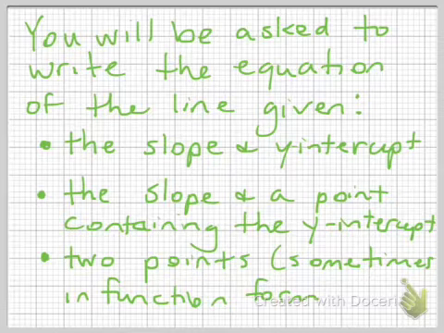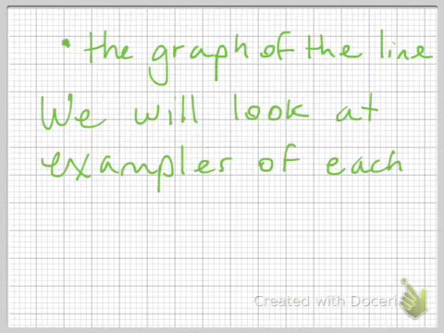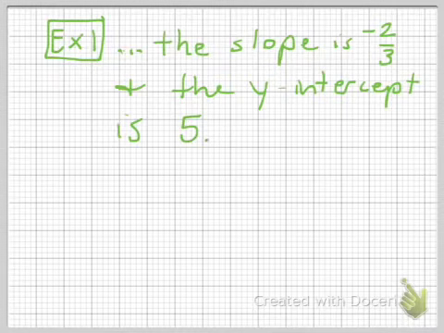To apply these concepts, you will be asked to write the equation of the line given various types of information. The most basic question that can be asked is, given the slope and the y-intercept. You might also be asked to write the equation of the line given the slope and a point containing the y-intercept, or you might be given 2 points, sometimes in function form. And then the final possibility from this lesson was given the graph of the line. In the following pages, we will look at examples of each.